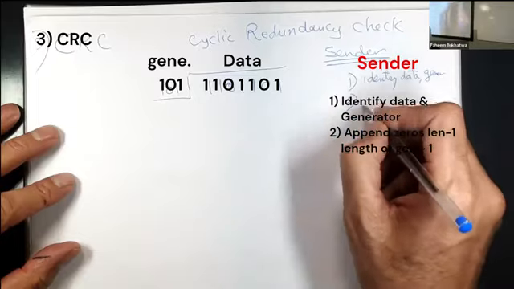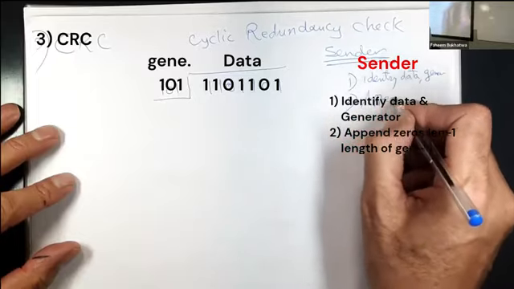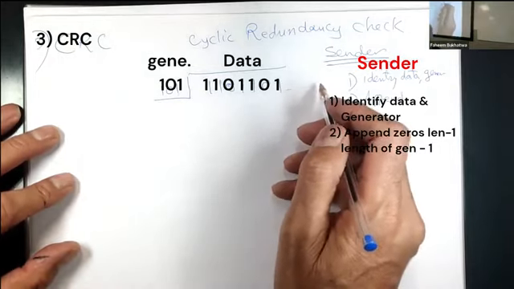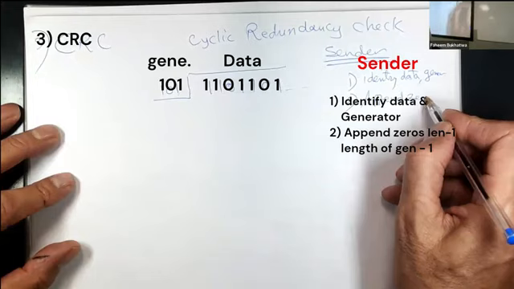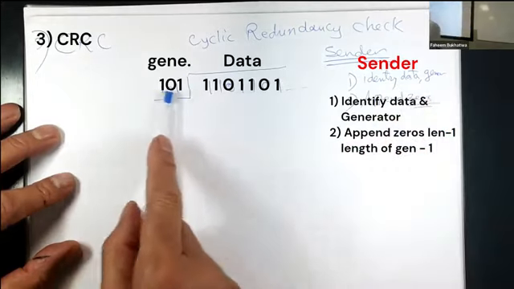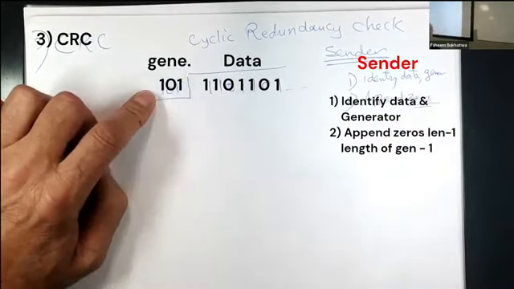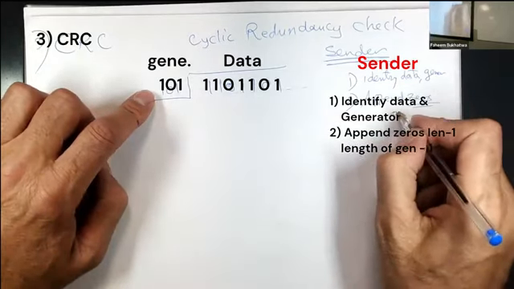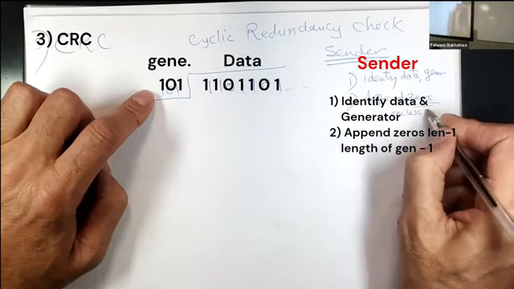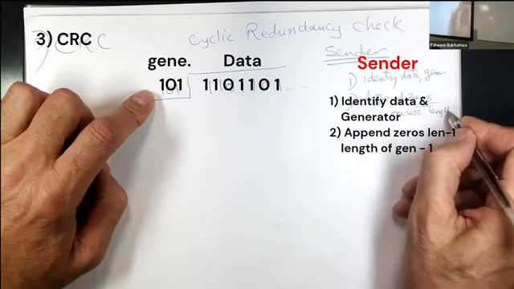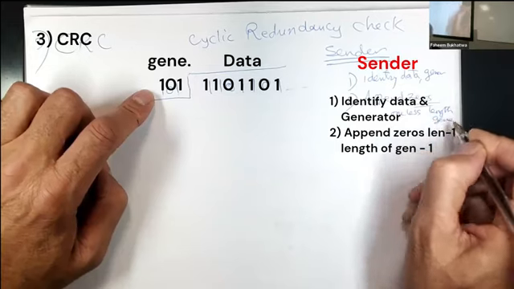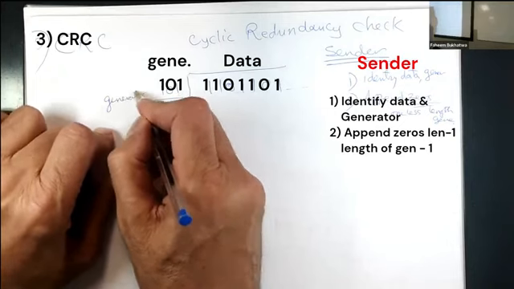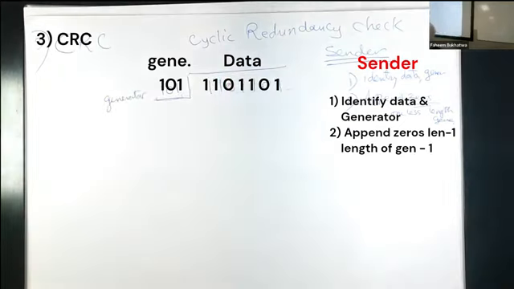Second step is append zeros. In order for division to work, you need to add zeros to the end of the data. How many zeros? You see how many bits are in the generator, and add 1 less than the number of bits. So I'm just going to say 1 less than the length of the generator. So this is the generator. It has a length of 3.